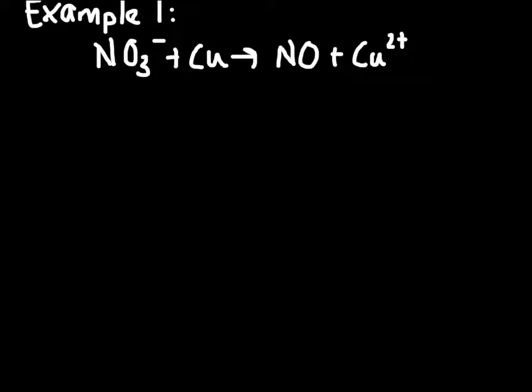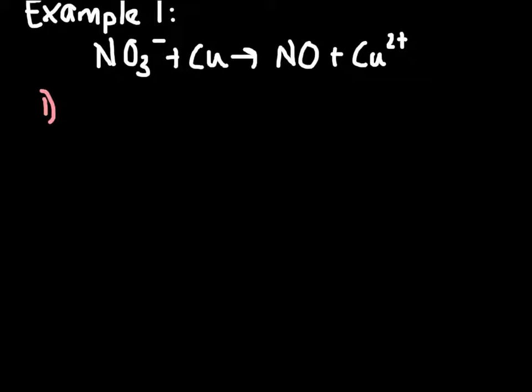For the first example, we have NO3 minus and Cu reacting together in an acidic solution to produce NO and Cu2+. As discussed on the previous slide, step 1: we want to assign the proper oxidation value to each of the atoms present above.